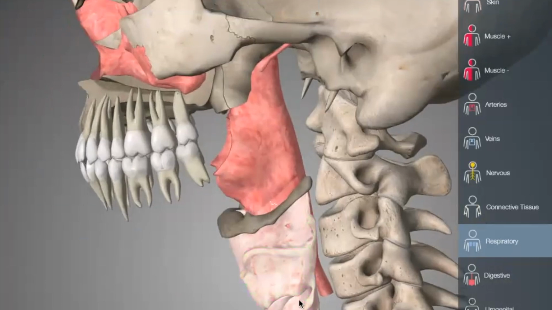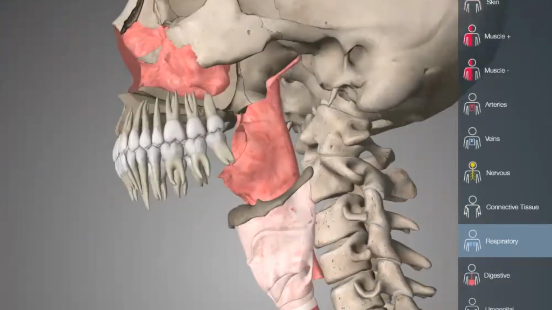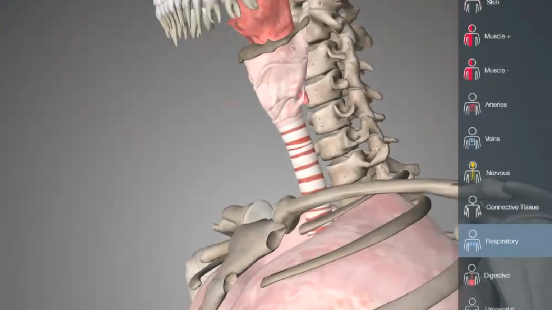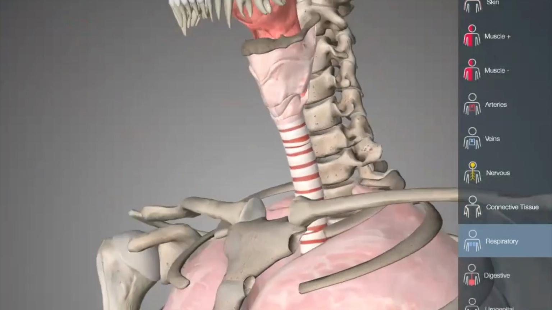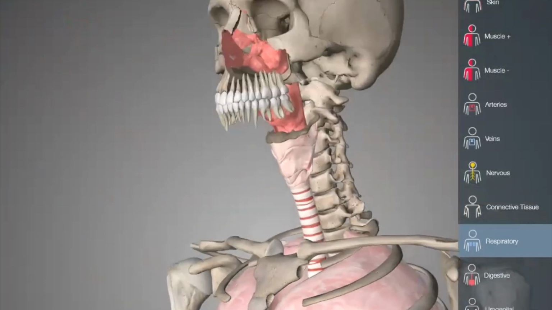Where does the larynx take us to? If you enter through here, you will go into the lungs. Hence, it is part of the respiratory system, okay? Or the tract that takes the air to the respiratory system or to the lungs, okay?